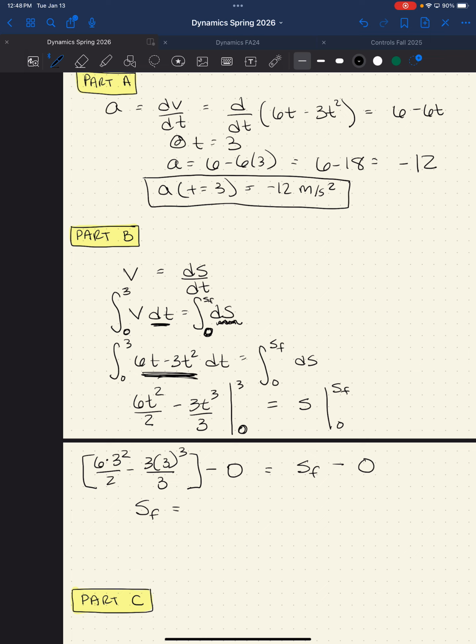Thank you, Samuel. Yes, so I started at 0. I went somewhere else. It's not really clear at this moment whether we went to the right or went to the left. But we started at 0, we went somewhere else, and then we came back. So if I started out to the right, I at some point had to turn around and come back. Okay? All right, so S_f equals 0 meters, or you can say S when t equals 3 equals 0 meters.